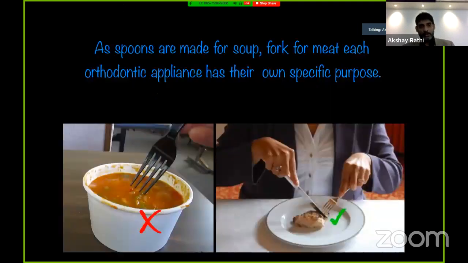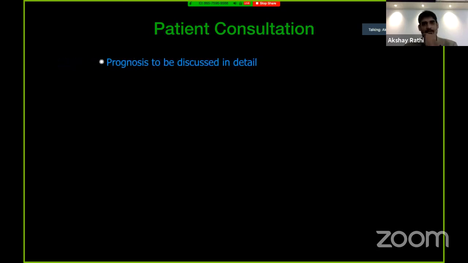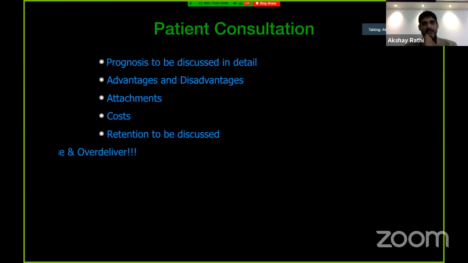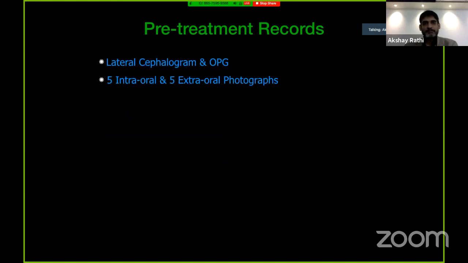So let me go ahead and show you a case. These are the procedures that I do when I'm consulting with my patient. The last point is most important, and that is true for all your cases. Always under promise and over deliver.